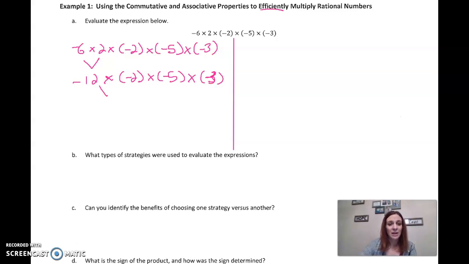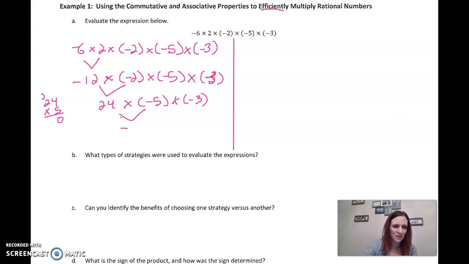Now I'm going to go -12 times -2. Negative, negative, same sign. Same sign means it's positive. 12 times 2 is 24. Times my -5 times my -3. Okay, so now 24 times a -5. Well, positive times a negative is going to be negative. I don't know 24 times 5 off the top of my head, so I'll just do the multiplication here off to the side. 10, 11, 12, so it's 120.